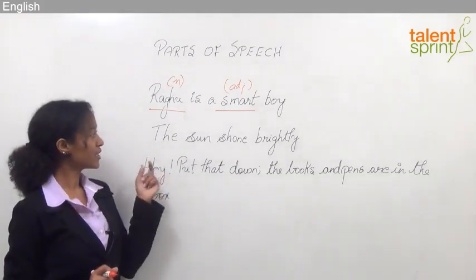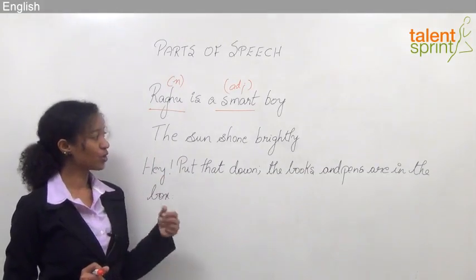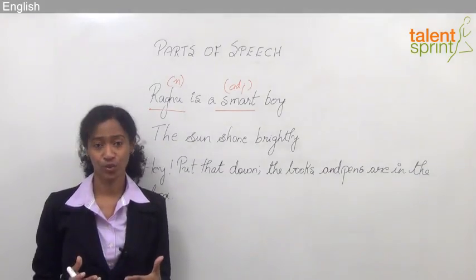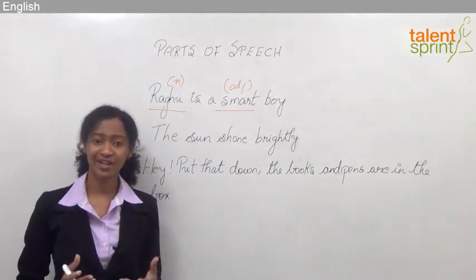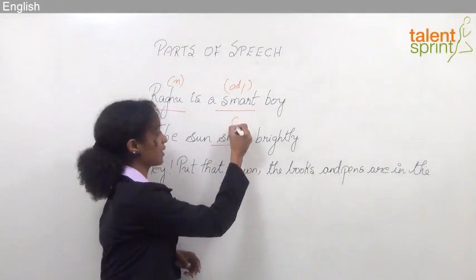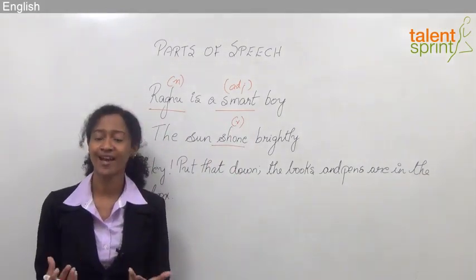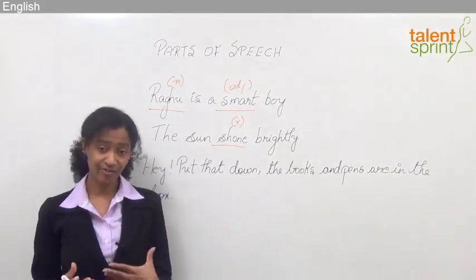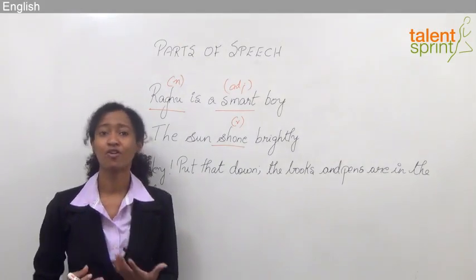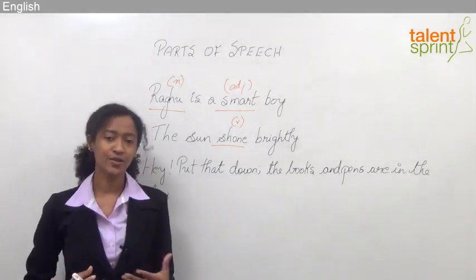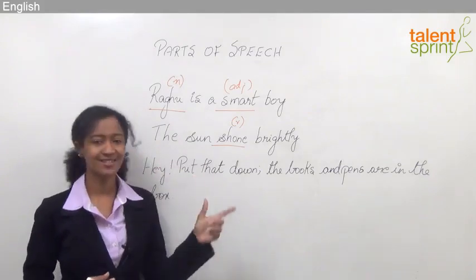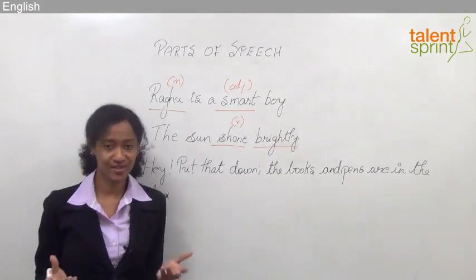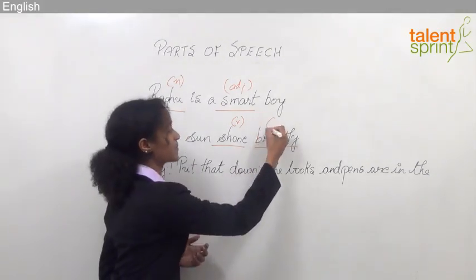Alright, let's move to the second one. The sun shone brightly. Now here, our verb is the action word. In this sentence, the word that denotes action is shone. So this is my verb. Just like how the noun has a partner adjective, the verb also has a partner, which is the adverb. The adverb modifies the verb and tells me how long or to what extent, right? So it modifies the action word. In this sentence, that word is brightly. Brightly tells me how the sun is shining, to what extent. So this is my adverb.